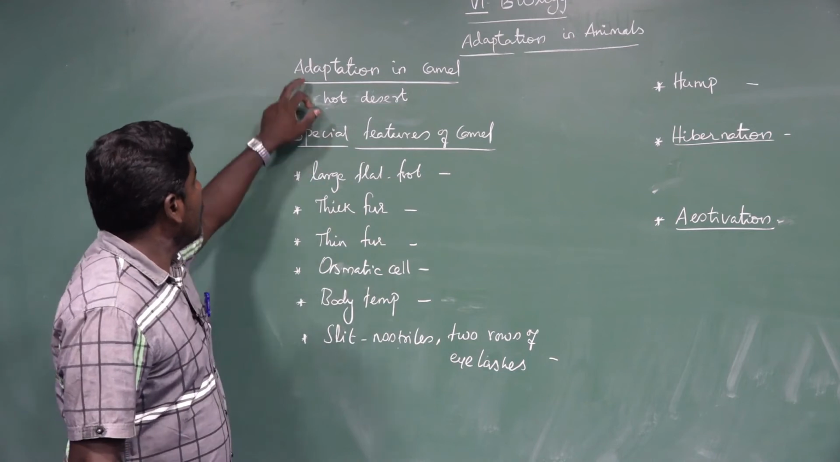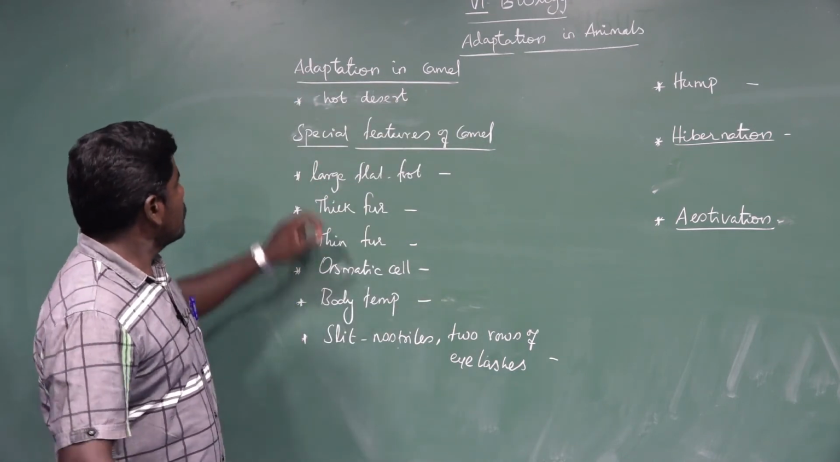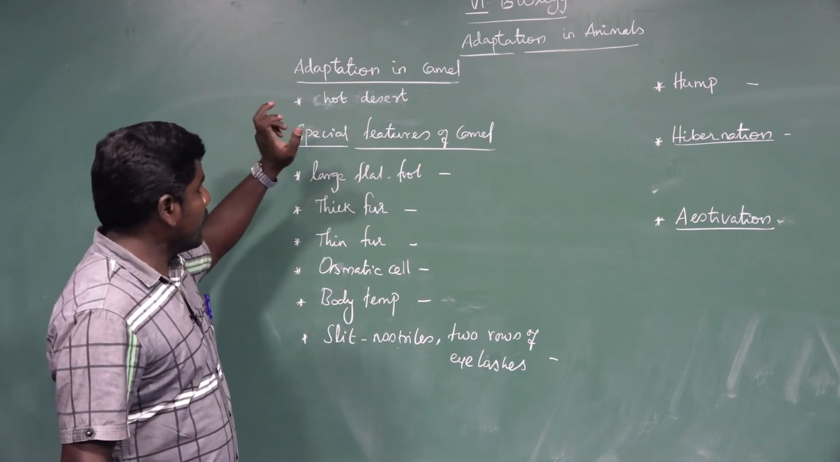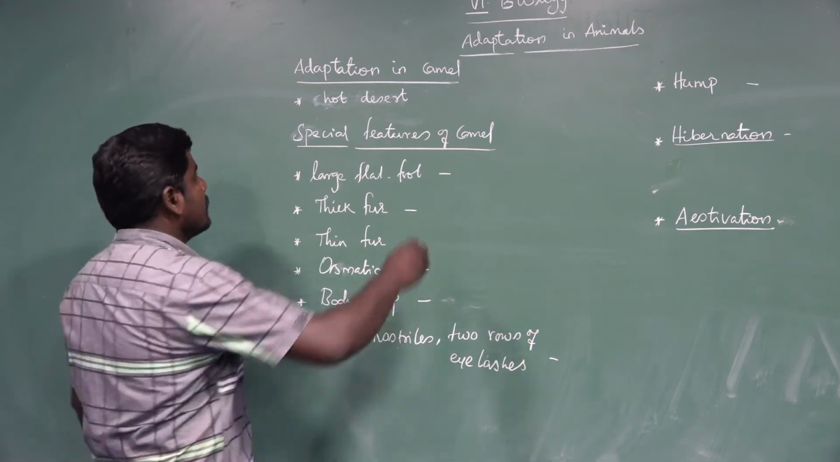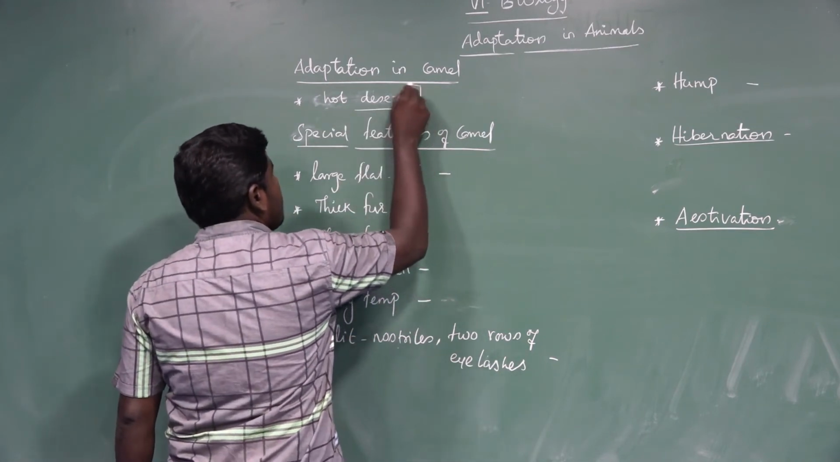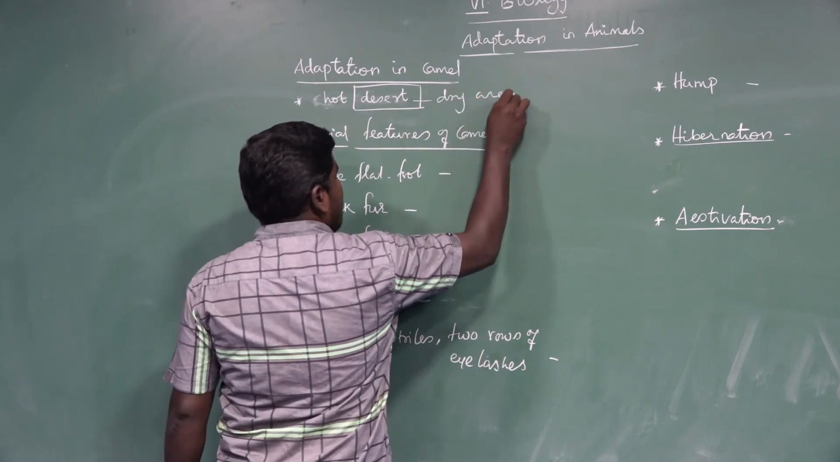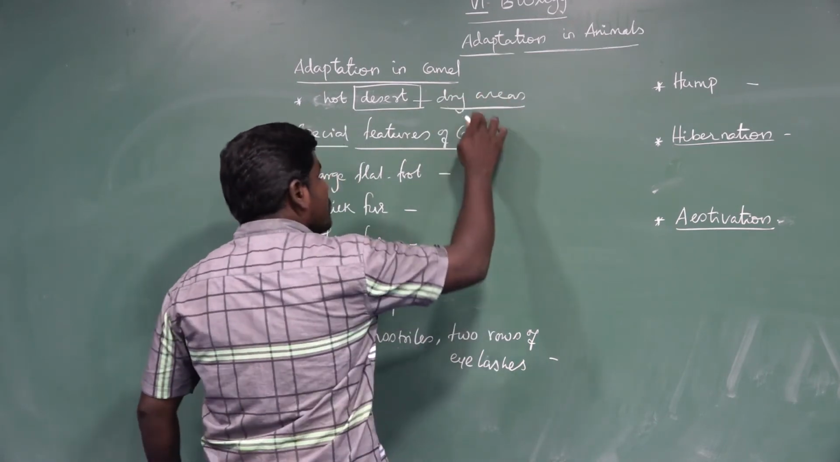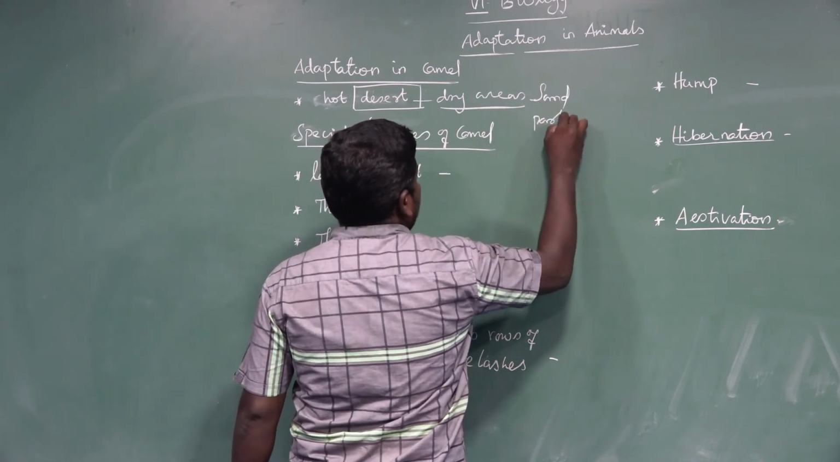Next, we go to adaptation in camel. Camels live in hot deserts. Desert means mostly dry areas, and these areas are found mostly with sand particles only.